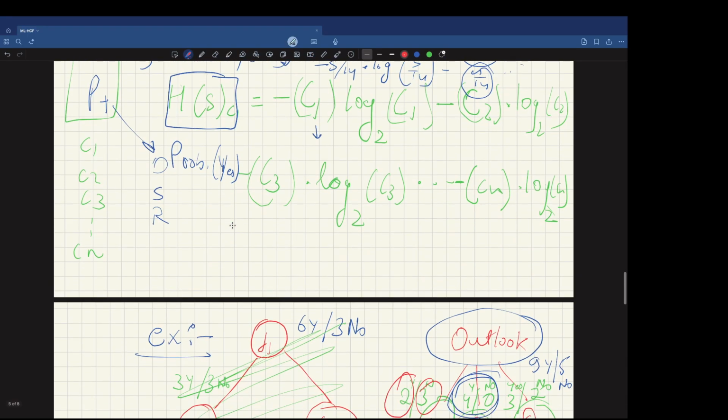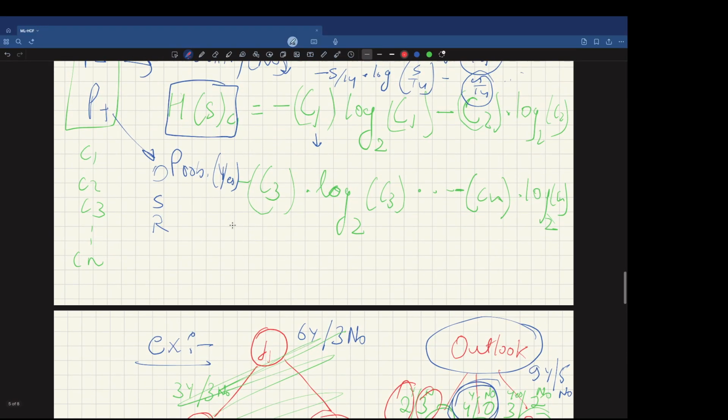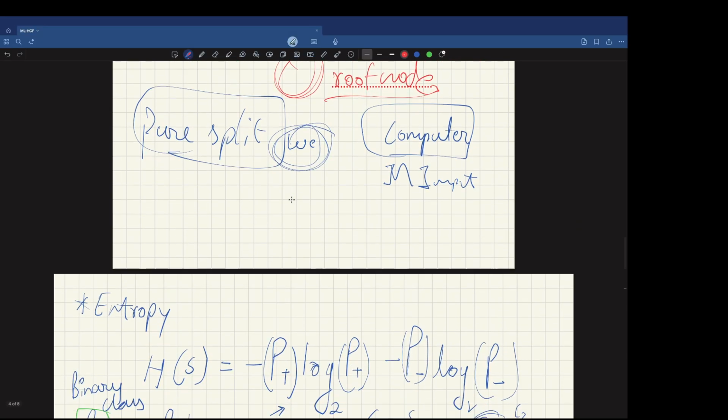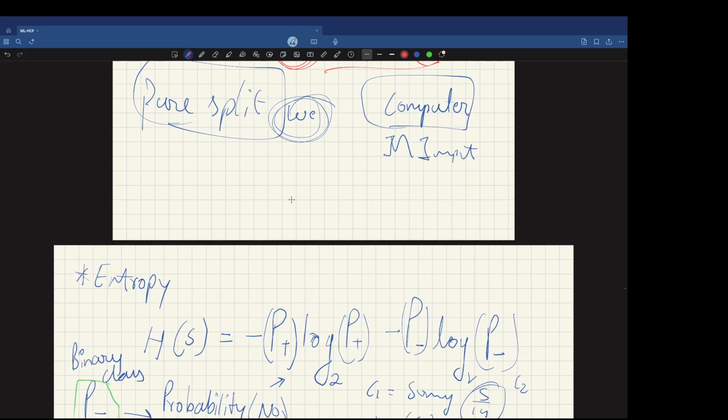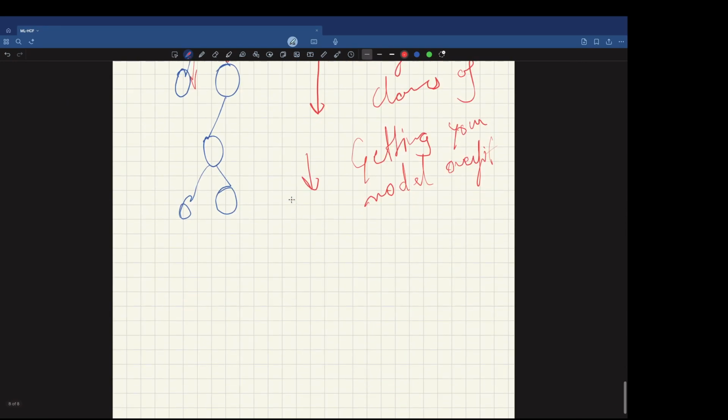Right. So one concept was entropy. Another concept for checking for a pure split is known as, I forgot, Gini impurity. Gini, Gini impurity.